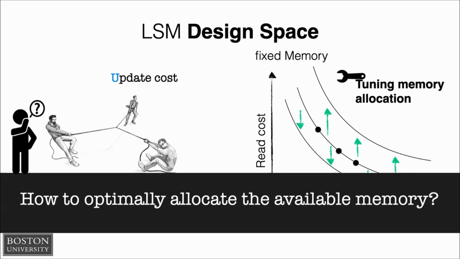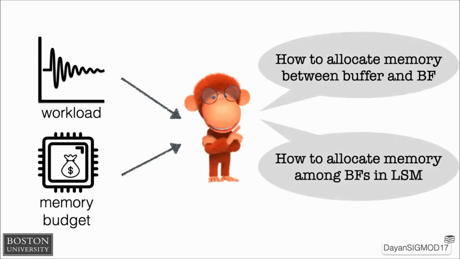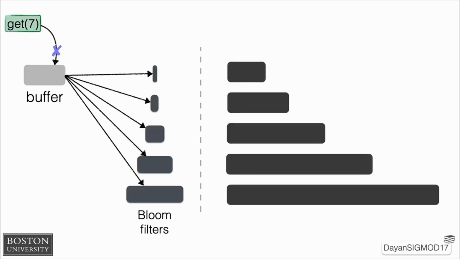So how to optimally allocate the available memory is one of the key questions that has been asked over the last few years. And this was the work that we did in a paper called Monkey, where essentially we're using workload and memory budget to answer two fundamental questions: how to allocate memory between the buffer and the Bloom filters, and how to allocate memory among the Bloom filters in memory. If we go back to our LSM structure here, we have the Bloom filters, and in the worst case, when we have a query that doesn't find any values in the database, we will perform at most 1 IO per level with a false positive probability.